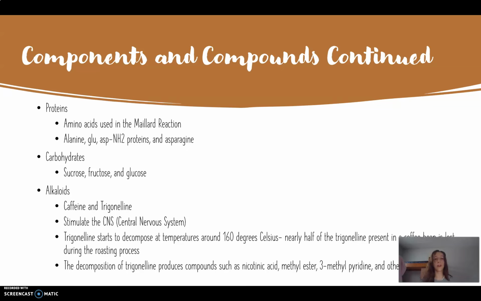There are a lot of proteins found in the naturally occurring green beans inside the cherries, but again, going through the roasting process and taking out the outer layer will take away a lot of the proteins. Actually, I think it's less than 0.5 grams in a whole 8-ounce cup of coffee.